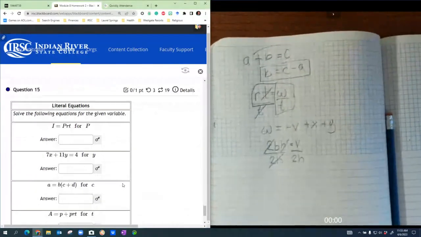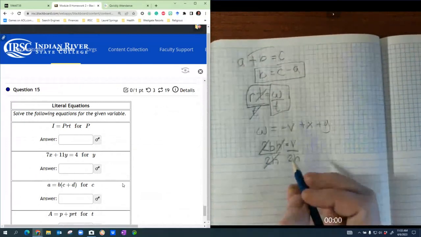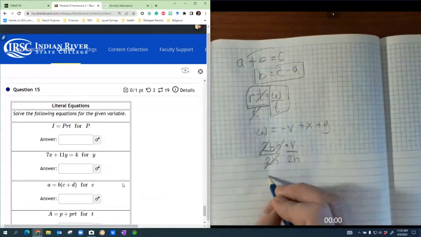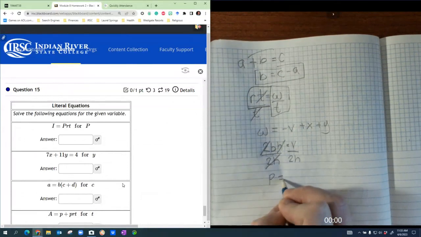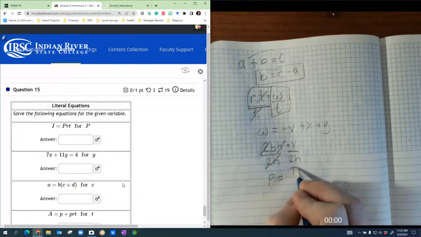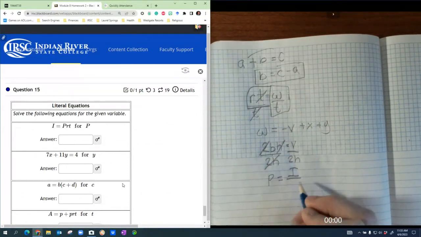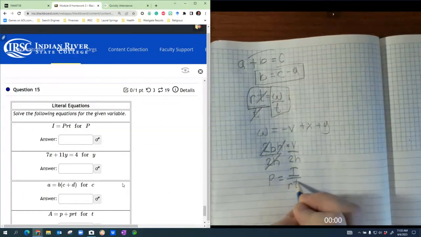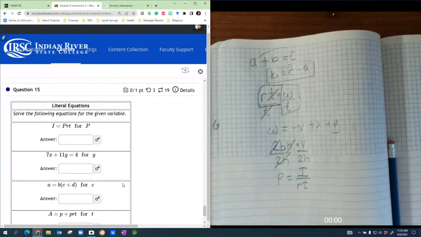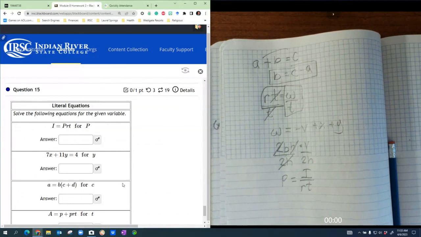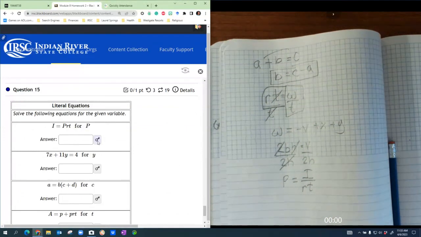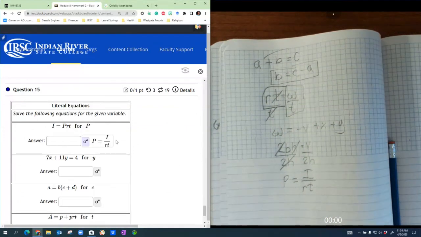And these are going to be very much the same. It's a matter of getting P by itself. I would divide both sides by RT. So it's going to be P equals I divided by RT. And remember, you got to be careful with your variables. Make sure if they're capitalized, you put capitalized and so on, and lowercase if they're lowercase.